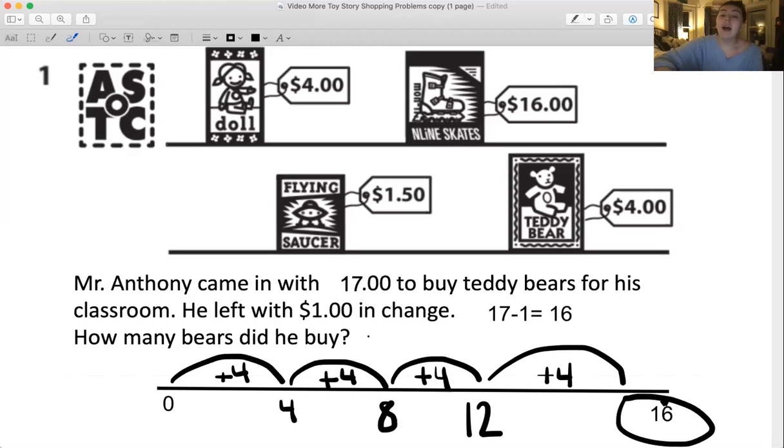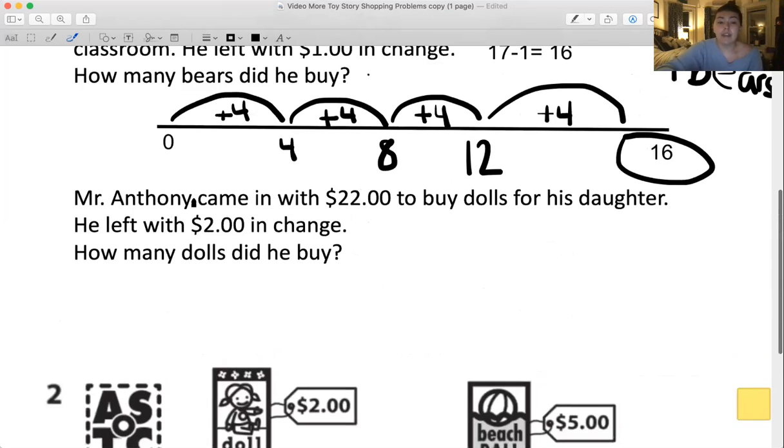So now I need to count how many jumps I made to decide how many bears Mr. Anthony bought. So I have 1, 2, 3, 4. So I know that Mr. Anthony bought 4 bears at the store. Oh, maybe I can squeeze it in there. Okay. So that's how we solve number 1. Number 2 is the same thing, except he leaves with $2 in change instead.